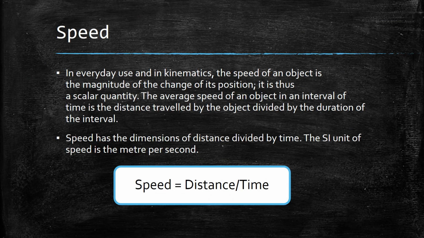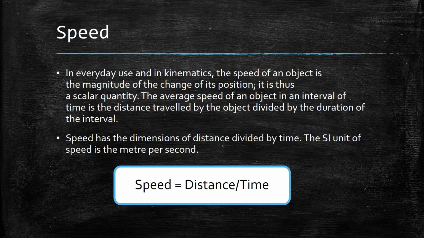Now we have already seen motion and its types, and we will now see speed. In everyday use and in kinetics, the speed of an object is the magnitude of the change of its position. It is thus a scalar quantity. The average speed of an object in an interval of time is the distance traveled by the object divided by the duration of the interval. Speed has the dimensions of distance divided by time. The SI unit of speed is meter per second.